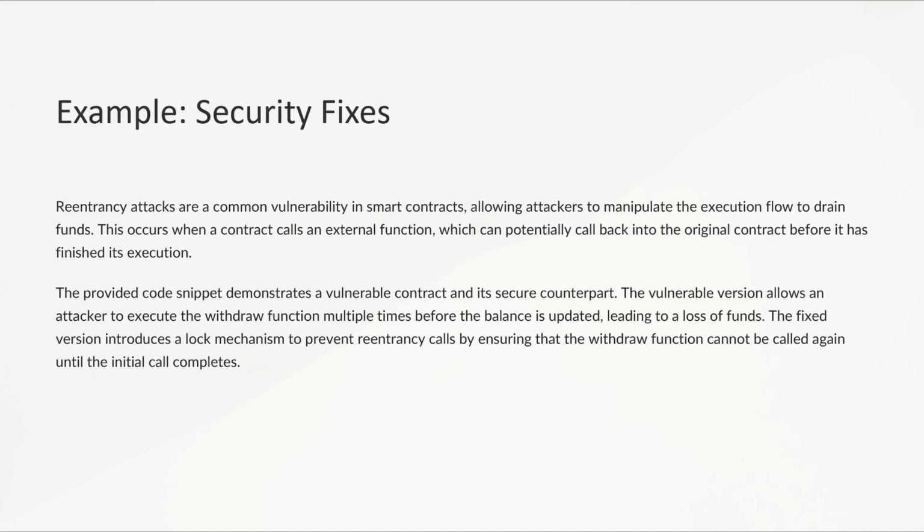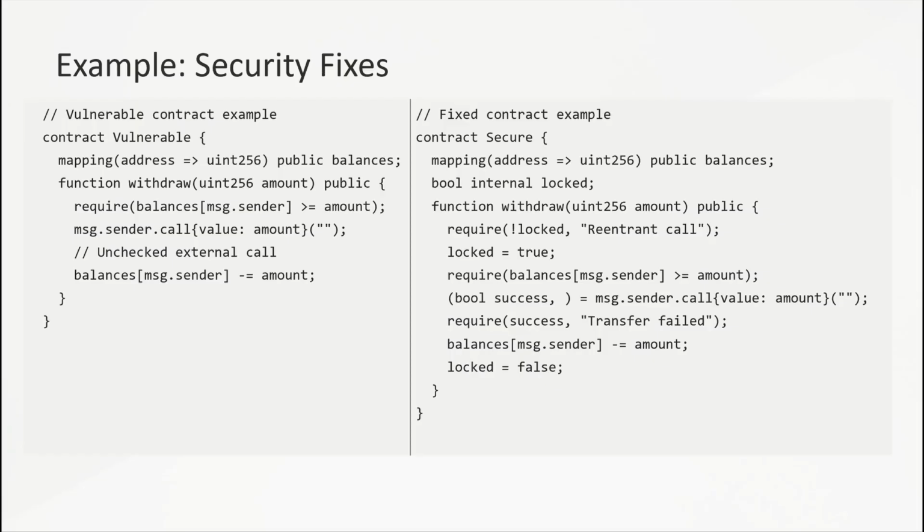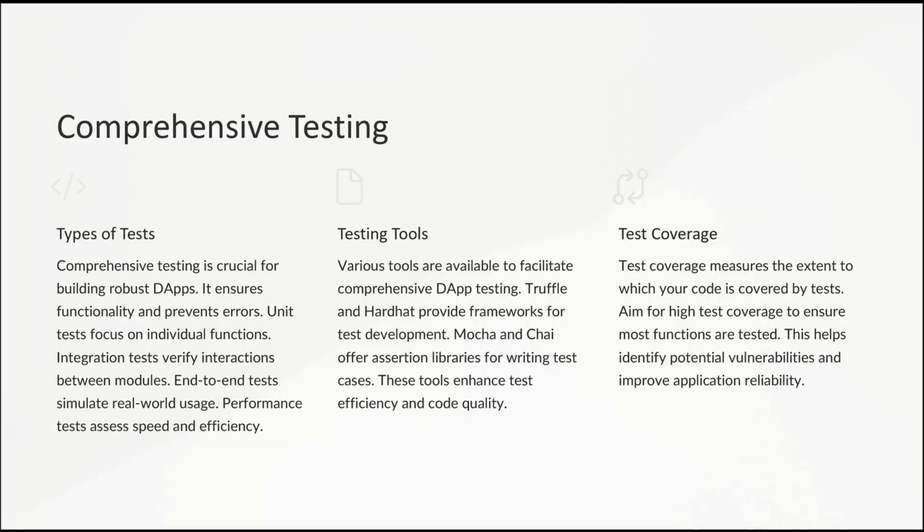For example, security fixes. Imagine a smart contract that allows for a reentrancy attack. This type of vulnerability lets an attacker drain funds by repeatedly calling a function before it finishes executing. By introducing a simple lock mechanism as shown in the secure contract example, you can prevent this kind of attack and protect your dApp.